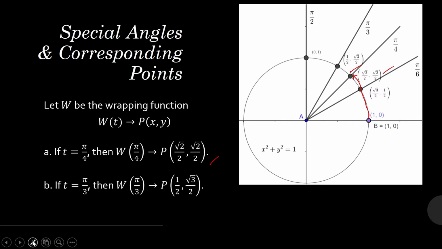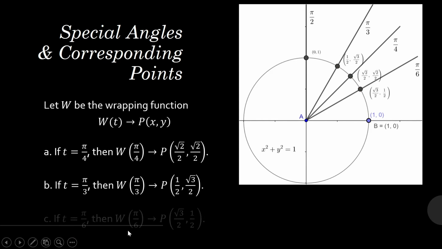When t is pi over 3, the corresponding point for pi over 3 is this one. Where is that in this picture? Pi over 3 is 1/3 of a pi. Okay, the semicircle is pi. So 1/3 of a pi is this one. And that is the terminal point or the endpoint, and this is the pair of coordinates for that point.